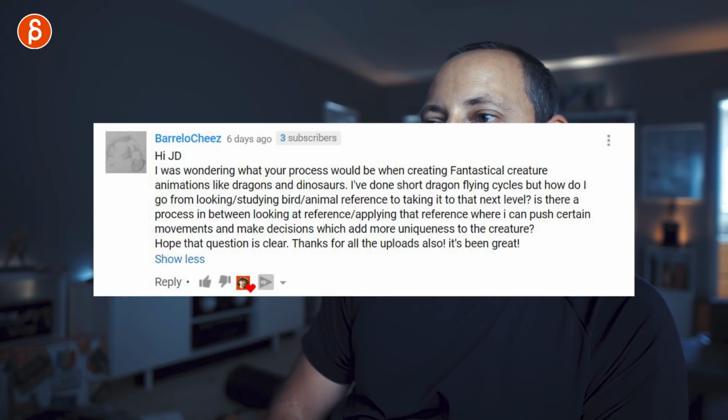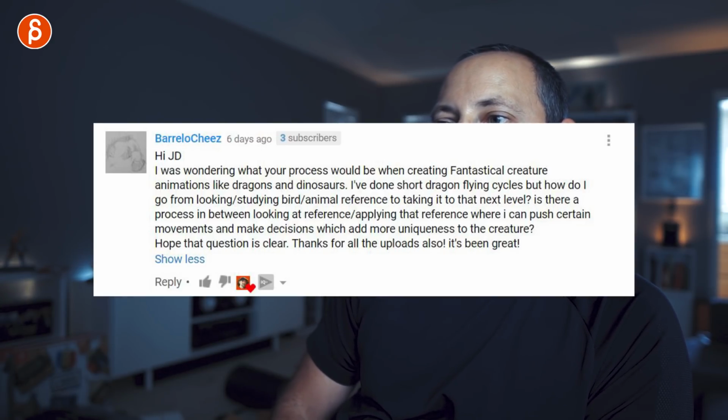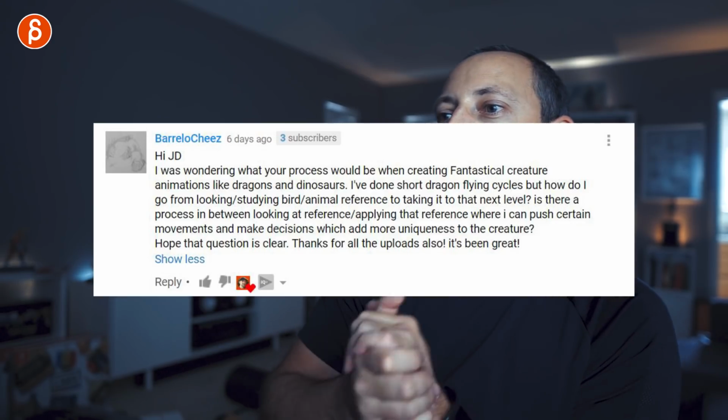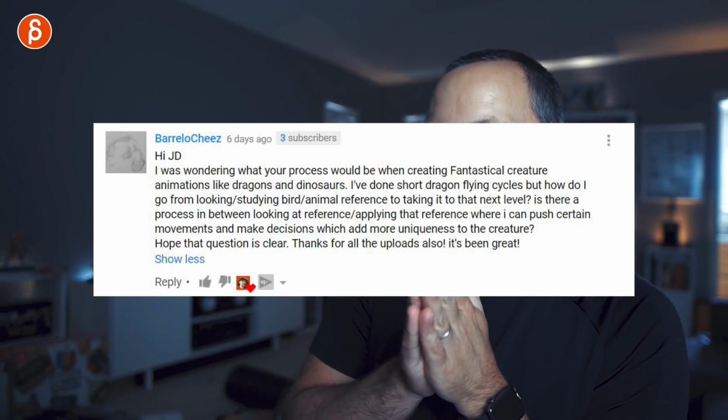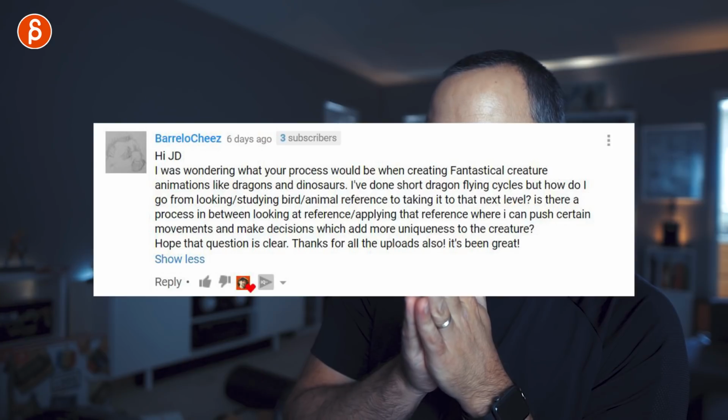So I was wondering what the process would be when creating fantastical creature animations like dragons and dinosaurs. What you're saying here is you've done the dragon flying cycles, and now you want to go beyond that for the next level. Well, I think you would have to look at what is the intention of the shot. What is the story point of the shot? Like you said, you looked at the bird and animal reference. If it's a fantastical creature, you're potentially looking at a creature that resembles your fantasy creature so that the audience can relate to that new mythical thing or sci-fi creature. And how can you take it to the next level?